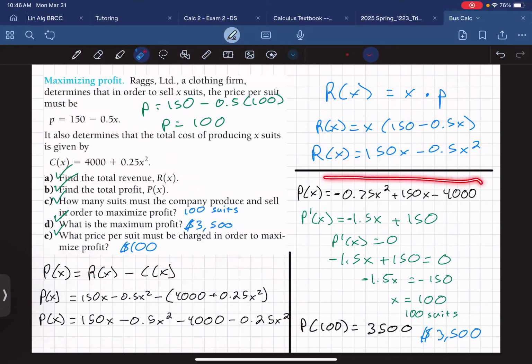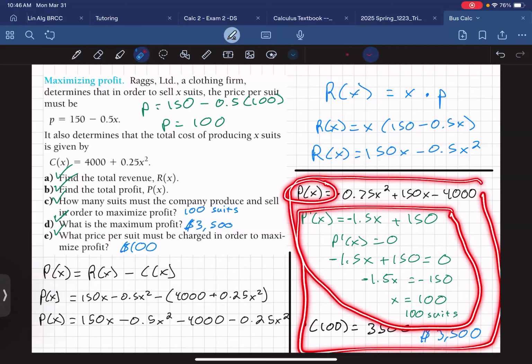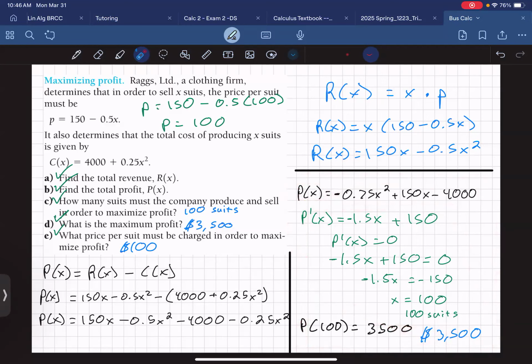And anytime you're asked to maximize or minimize something, make sure you get to that function and you use the first derivative. Those critical points will help us find the minimum and maximum values. Like I mentioned, the second derivative is helpful, but as you'll see here, it would have been just negative 1.5, which means it's always concave down. So this is definitely the maximum value we want, at 100.